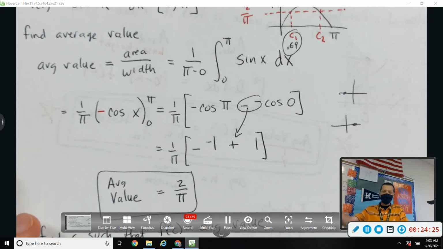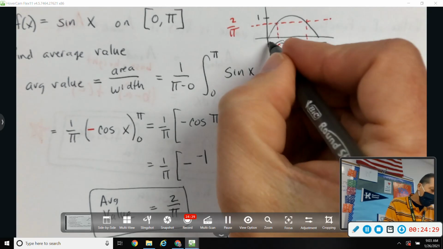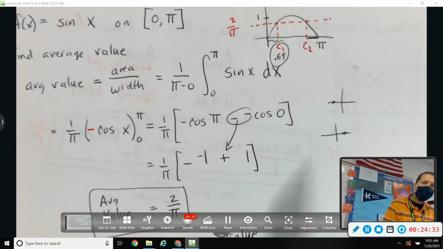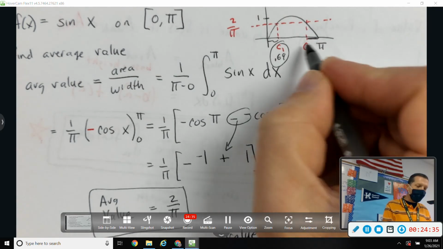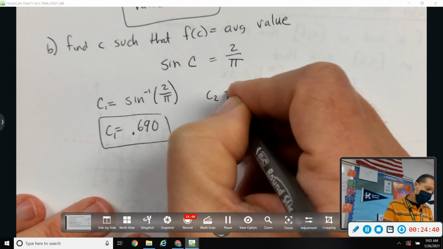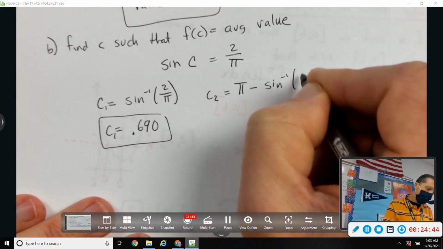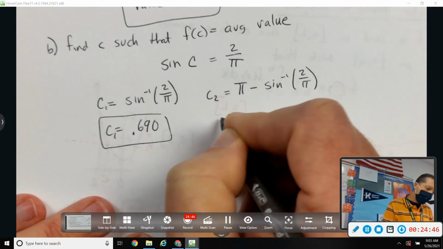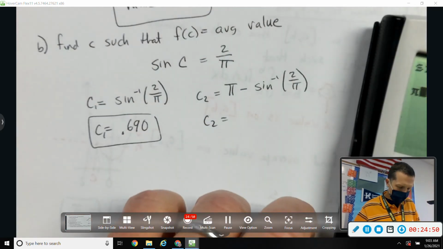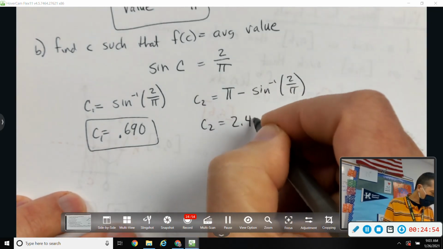It's not 1 minus, it's pi minus. And you can kind of see that from the picture. This distance is C1, which means this distance is C1. So if we do pi minus our first answer, pi minus answer, we get 2.451.